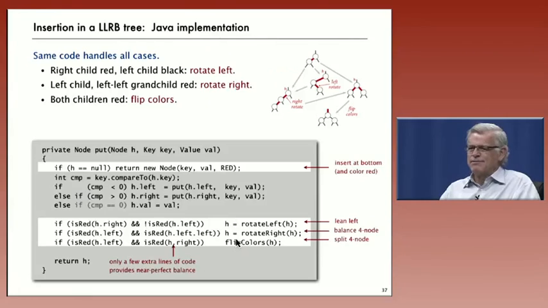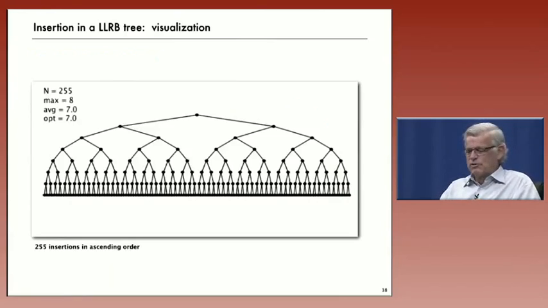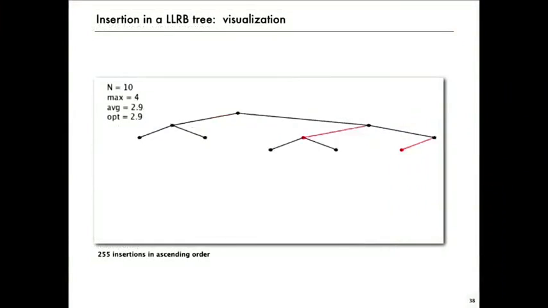It's a little mind-bending at first because of the recursive structure, but it won't take you long to convince yourself that this little bit of extra code completes the implementation of left-leaning red-black trees. It's quite remarkable, actually. So let's look at a visualization.